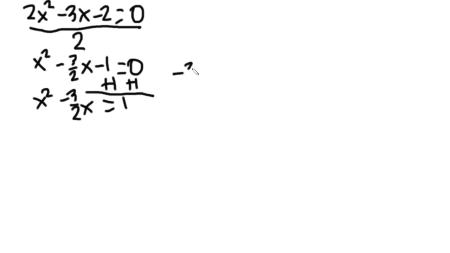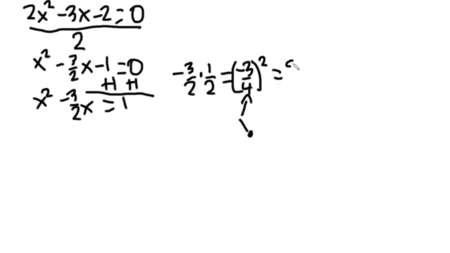I'm going to take the coefficient on my x term and multiply it by 1/2. So that gives me negative 3/4. Remember this number. Important. Remember. And then we're going to square this number. So that gives me 9/16. I'm going to add this 9/16 to both sides of my equation.